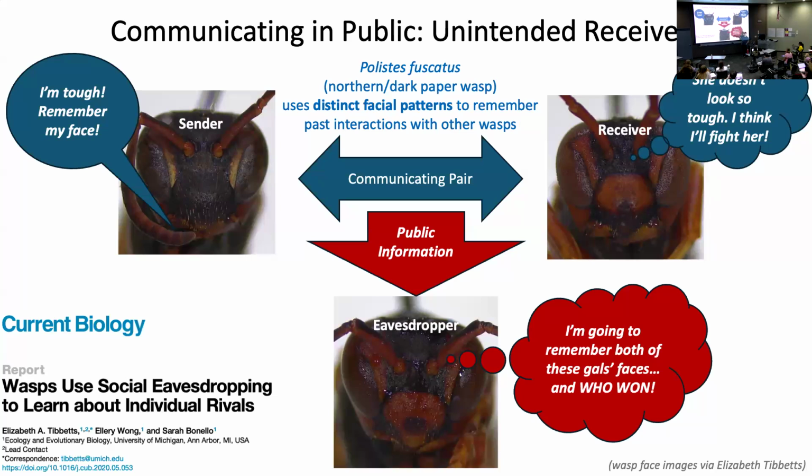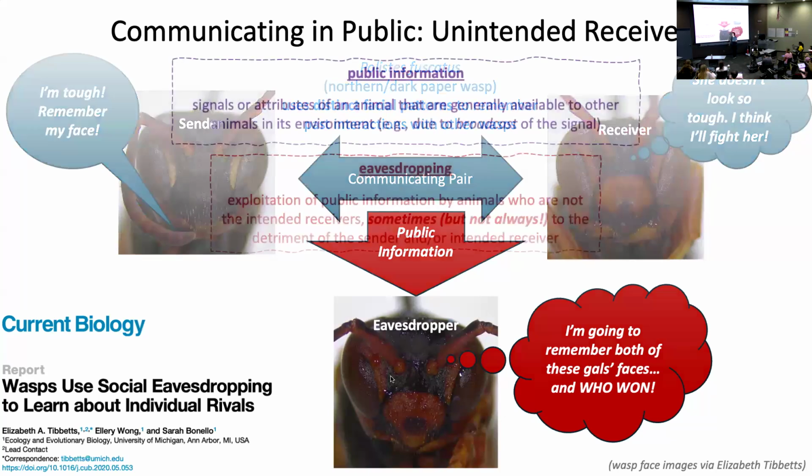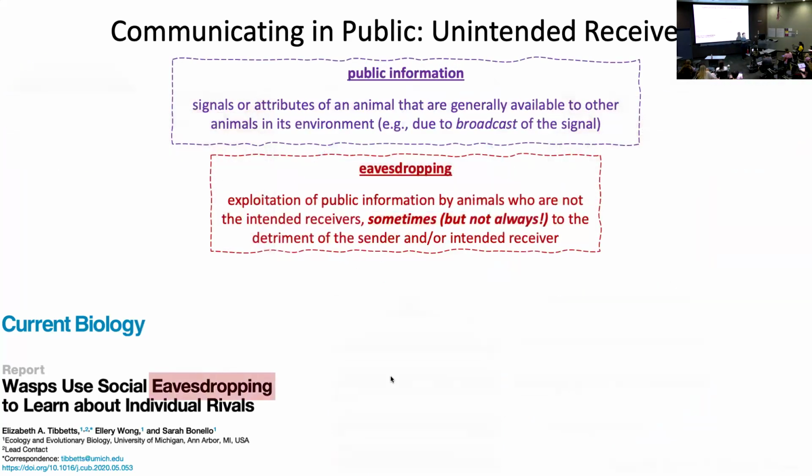Other questions about this eavesdropping? So this wasp will remember those two. That opens up this liability of signaling in open space. And so we refer to this as public information. Signals are attributes that are available to generally any other animal in the environment. We refer to that as public information. And you can exploit that public information, and we refer to that as eavesdropping.